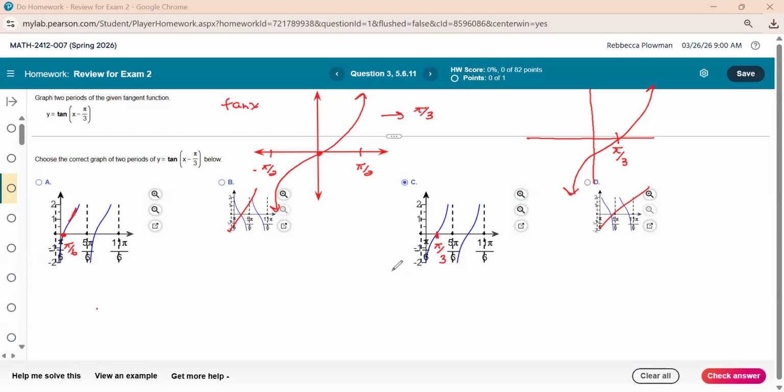On this, you might have to do a little bit of eyeballing. Another thing we can do is we know that this is where my asymptote is. So if I just take pi over 2 and I add pi over 3 to it, that is going to be 3 pi over 6 plus 2 pi over 6, which is going to be 5 pi over 6. That also tells me that this asymptote here should be 5 pi over 6, which is what we see here.